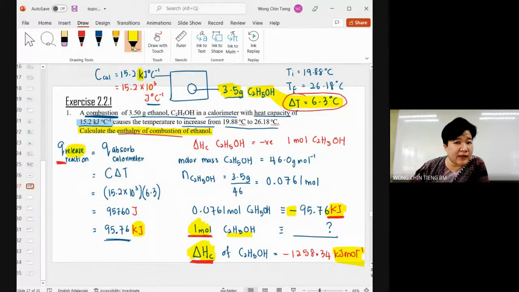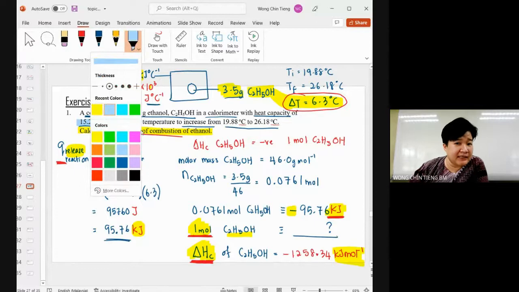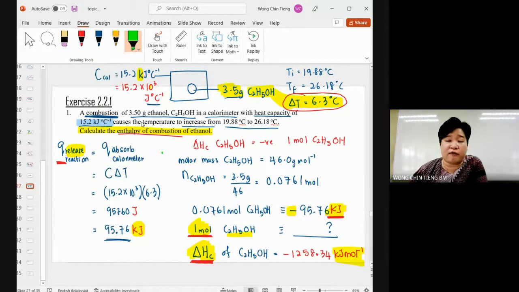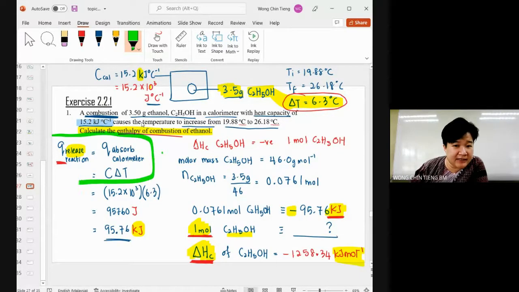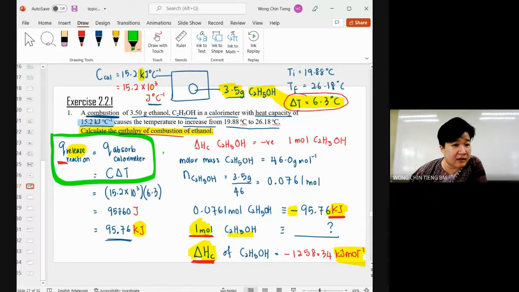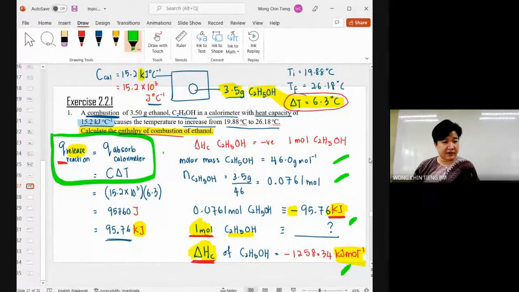I don't know whether you realise or not, but in terms of the concept of calorimeter, the calorimeter concept is only here. The rest, this maths, is mole ratio. See? That's why I say calorimeter is easy. Alright, calorimeter is very easy. Can we move on? Okay, if we can move on.